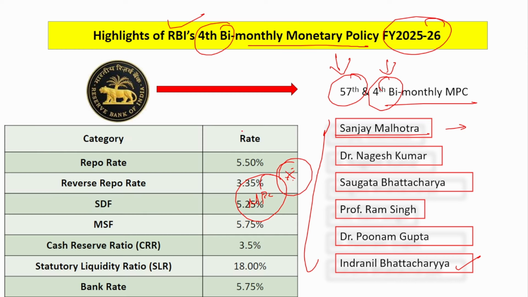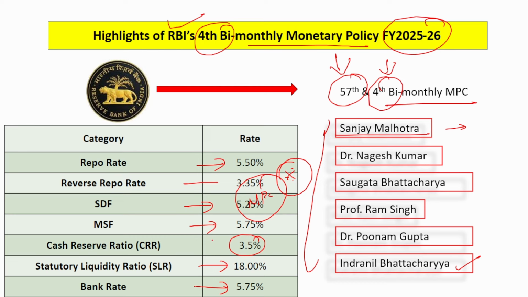So here, if you see, they have kept the rates unchanged. The repo rate has been kept unchanged. So repo rate is remaining at 5.5%, reverse repo rate at 3.35%, SDF at 5.25%, MSF marginal standing facility at 5.75%, cash reserve ratio 3.5%, SLR 18% and bank rate at 5.75%. So these are the rates. They have been kept unchanged.